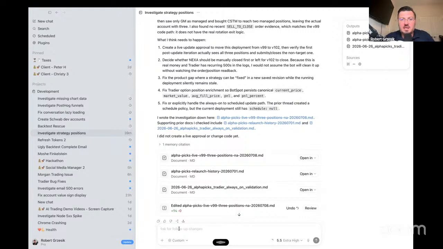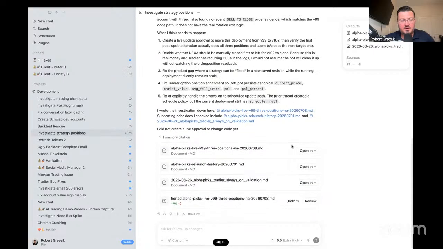Are you saying the product gap where the strategy can be fixed in a new saved revision while the running deployment silently remains stale? What do you mean product gap? I don't agree with this product gap. It's very reasonable for us to have deployed an older version. So I don't know what you're talking about with a product gap there.